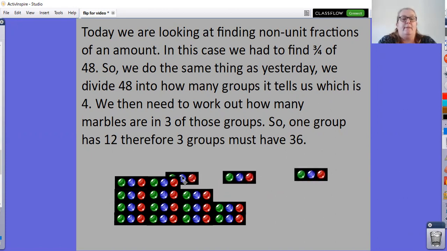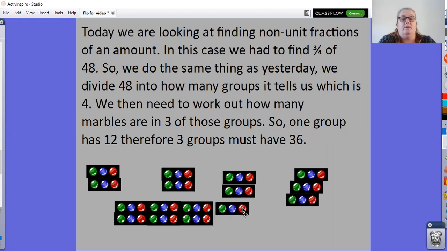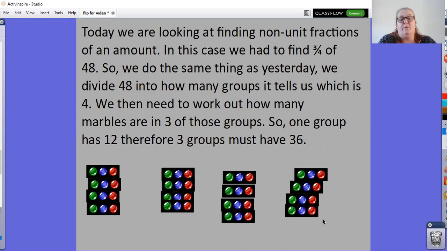1, 2, 3, 4, 1, 2, 3, 4, 1, 2, 3, 4. So I've split my 48 marbles into 4 groups.